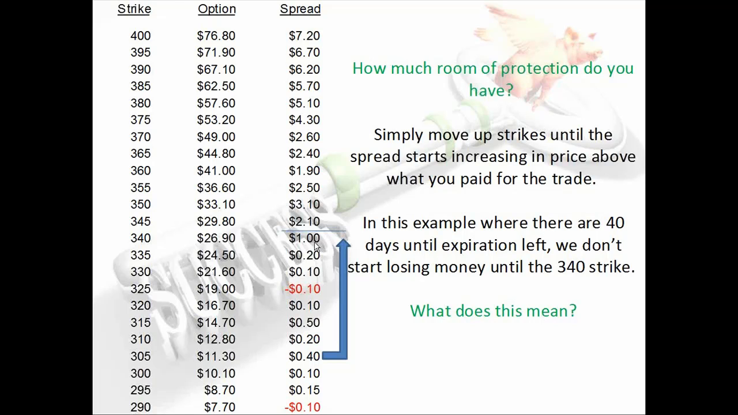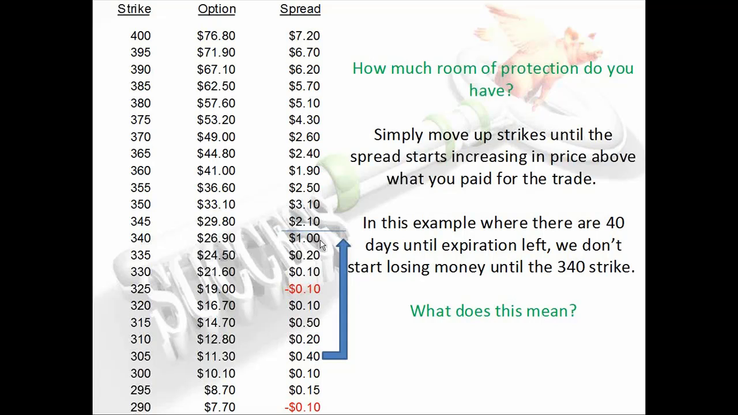So what does that mean? Simply move up the strikes until the spread increases above what you paid for the trade. And that's where your real risk starts. We did see at the 315 strike that it went above our price. It went from 40 to 50 cents, but it only went up a dime. And as a matter of fact, at the next strike up, it became profitable again. So that's not really a big concern of ours.